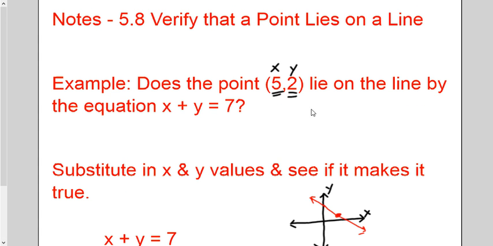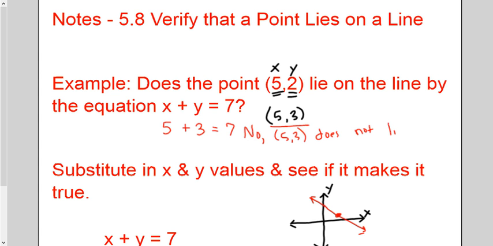If we were given the point, let's just say (5, 3), the x value is 5, the y value is 3. Let's plug that in. x is 5, y is 3. Does 5 plus 3 equal 7? No. So (5, 3) does not lie on the line.